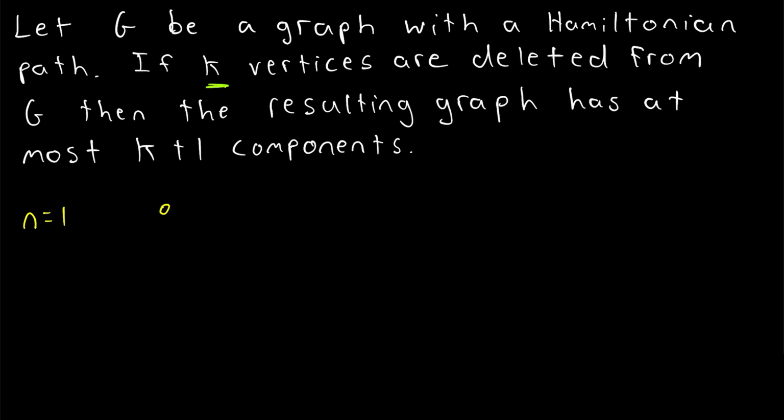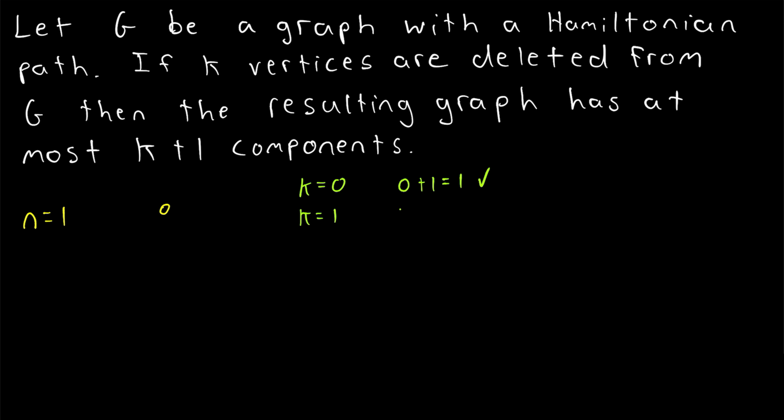We want to show that deleting any k vertices from this graph leaves us with at most k plus 1 components. So in this case, k could be equal to 0, we could delete no vertices, or k could be equal to 1, we could delete one vertex. If we delete no vertices, then our result tells us that we should have at most 0 plus 1, or 1, components. And indeed, that's true. If we delete no vertices from this graph, we've got exactly 1 component, so that's true.